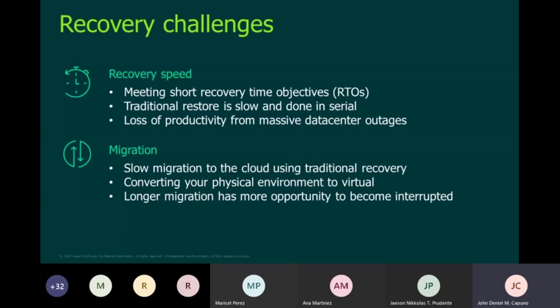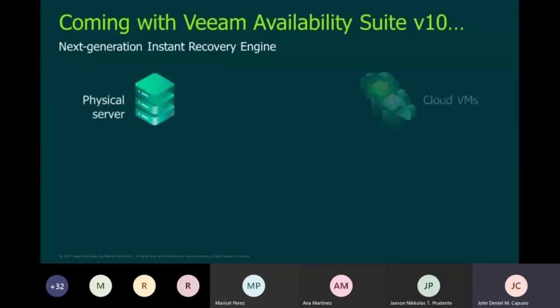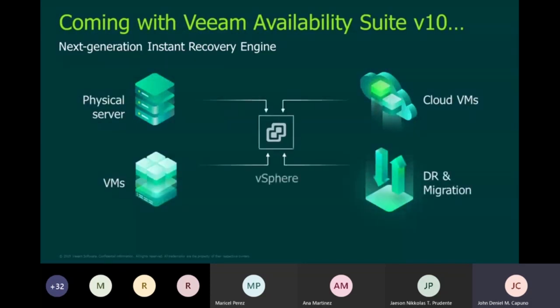So one of the main problems in migration is, the longer the migration is, the more open it is to error, or the more risky it is. So how do we overcome this? Coming with this new Availability Suite v10, we can now recover anything, any Veeam backup, to VMware vSphere.